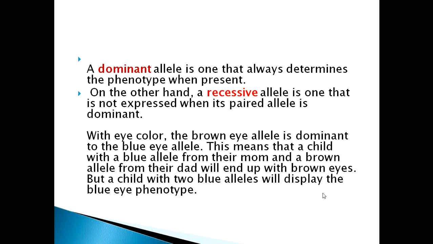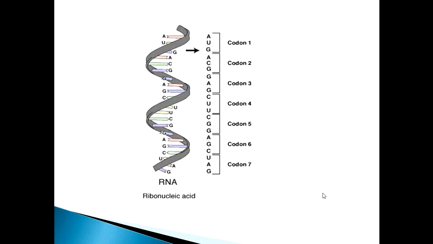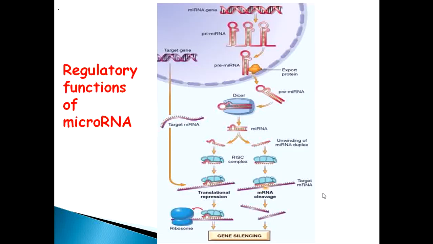For example, with the eye color, the brown eye allele is dominant to blue eye. This means that a child with blue allele from their mom and brown from their dad will end up with brown eyes because brown color is dominant. But a child with 2 blue alleles will display the blue phenotype because both are recessive genes. Codon is a 3-base sequence. You can see here different codons composed of 3 base pair sequence.